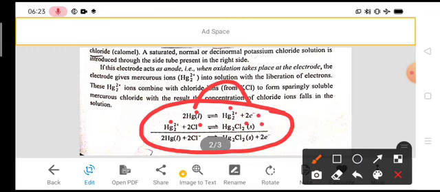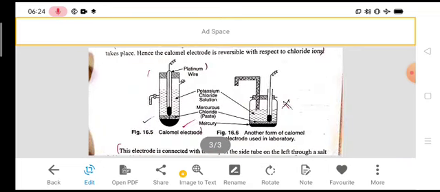So by adding these both reactions, we got a final reaction, that is the liquid mercury combined with chloride ions to form mercurous chloride with the liberation of electrons. So this equation represents loss of electrons. The loss of electrons means it is an oxidation reaction.